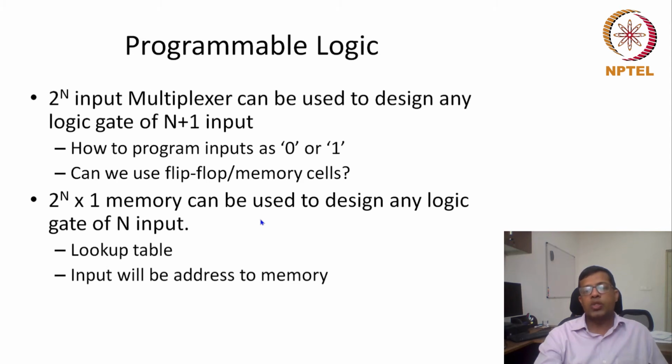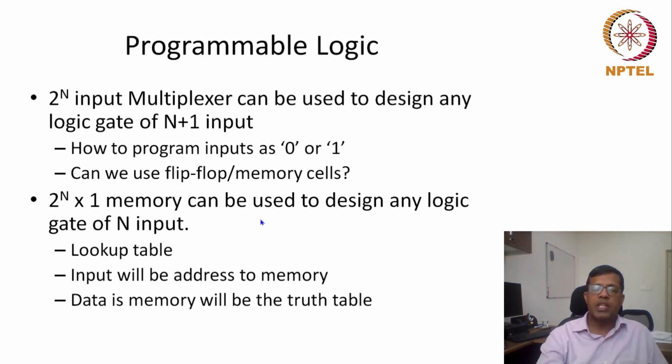Now the address to this memory is essentially the input to our logic. So let's say in the example which we have taken, A, B and C. A and B would be the inputs, and the memory content 0001 etc. would be the content of the lookup table. Now the data of this memory is essentially the truth table of that particular function.